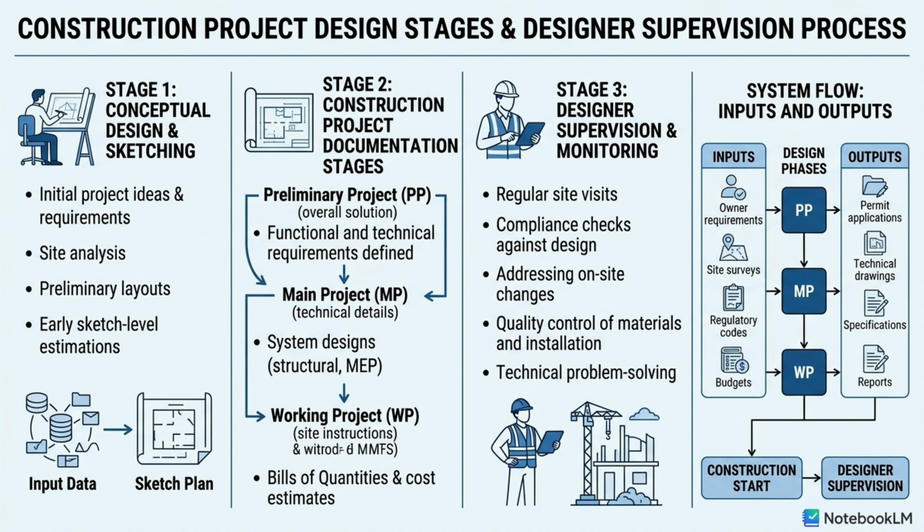Once the general approach is set, the main project, or MP, details the technical aspects, including structural and mechanical, electrical, and plumbing systems design. Finally, the working project, or WP, translates these designs into site instructions and provides specific bills of quantities and cost estimation.